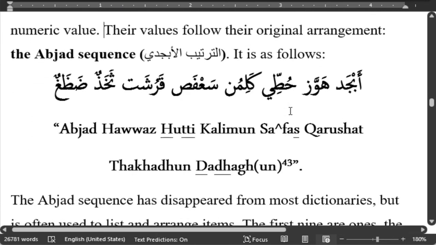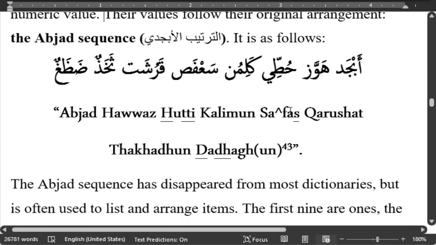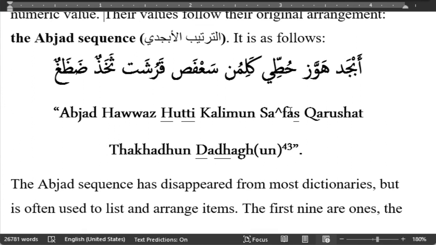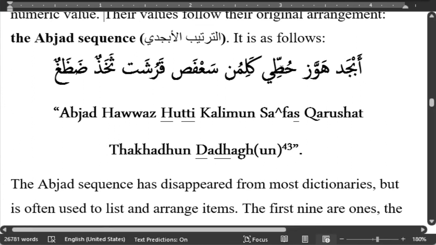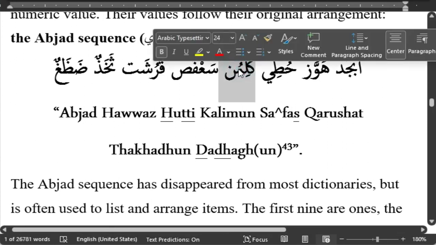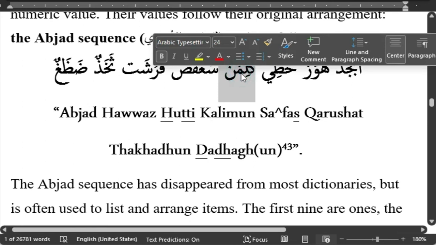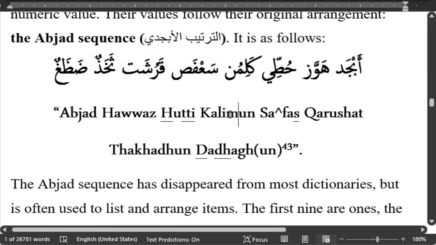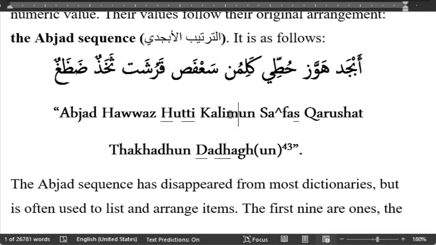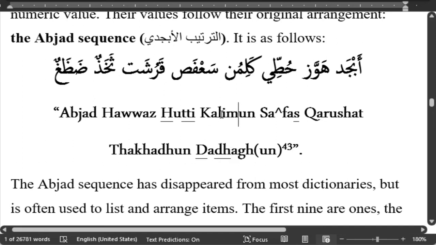It is as follows: abjad hawaz hutli kalimun sa'fas qarashat thakhadh dadhghaa. And some say kalaman. I took kalimun, and I never heard kalimun from anyone but our teachers. I took that from Sheikh Wafi, Dr. Wafi. Personally, I like to say kalimun because nobody says it. Everyone says kalaman. So to narrate something that maybe is not as famous.